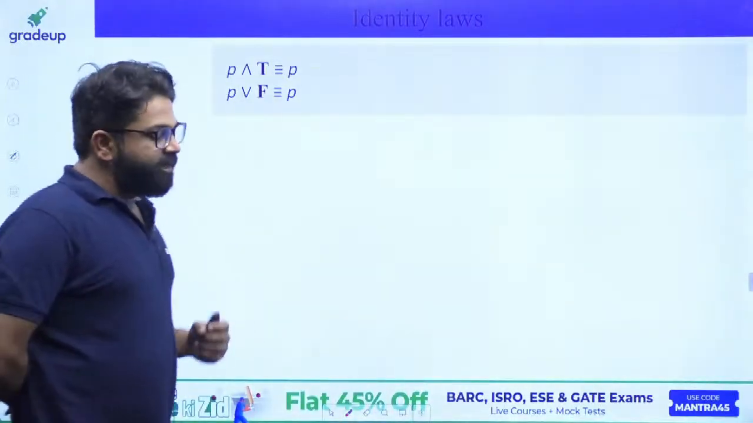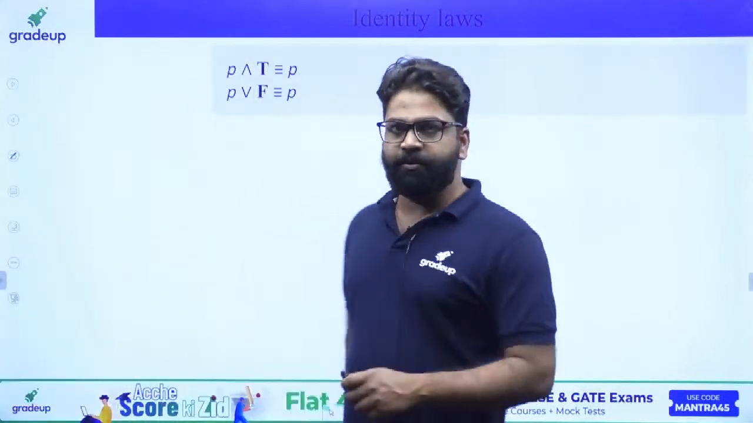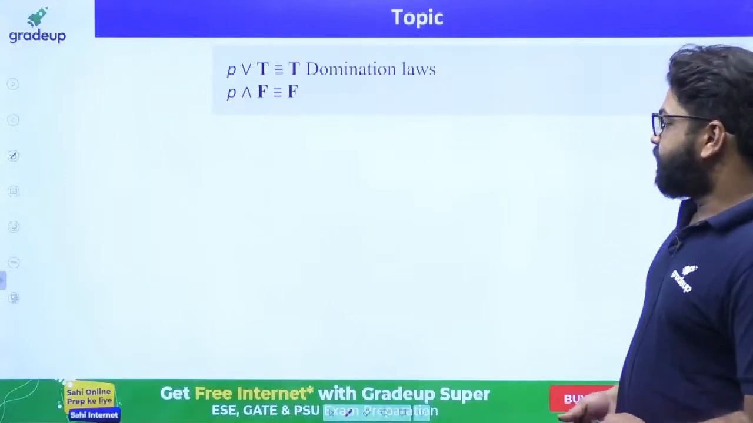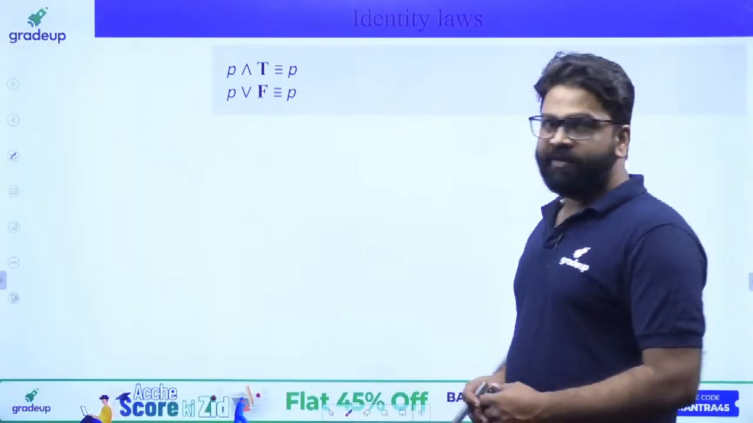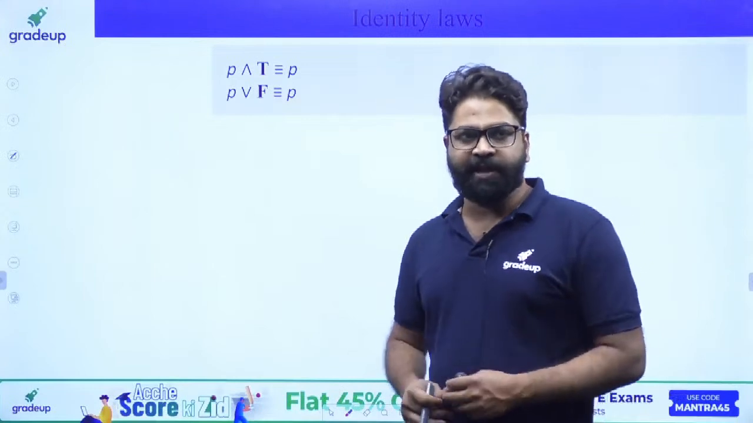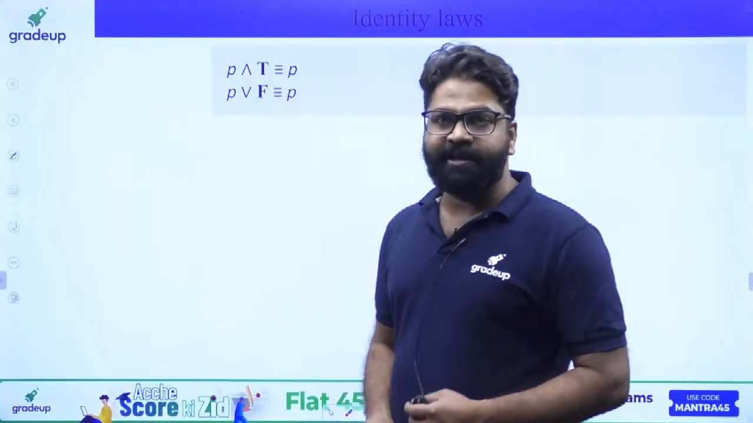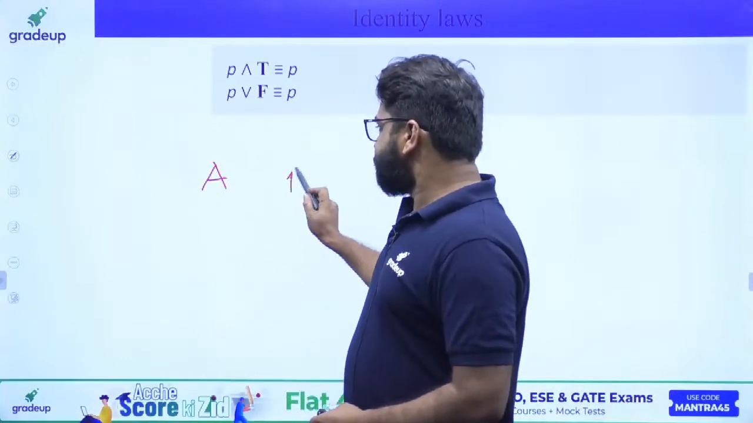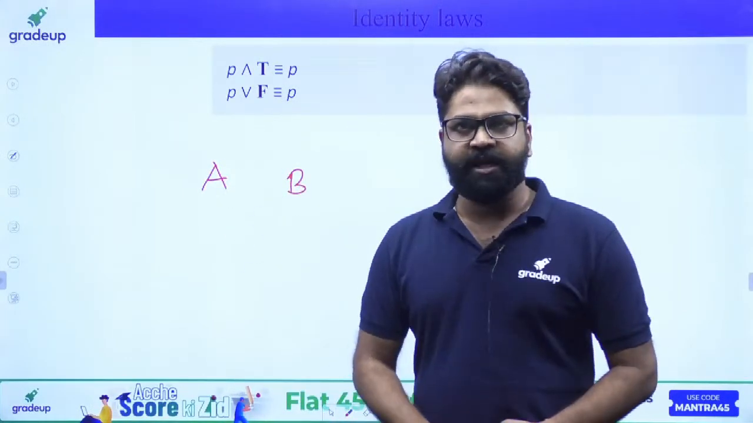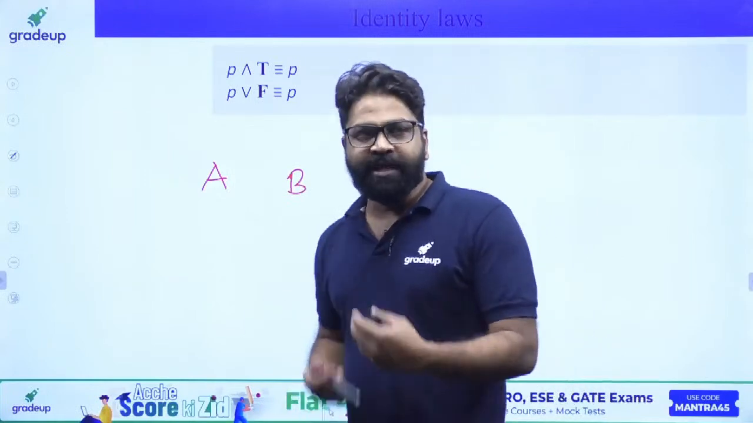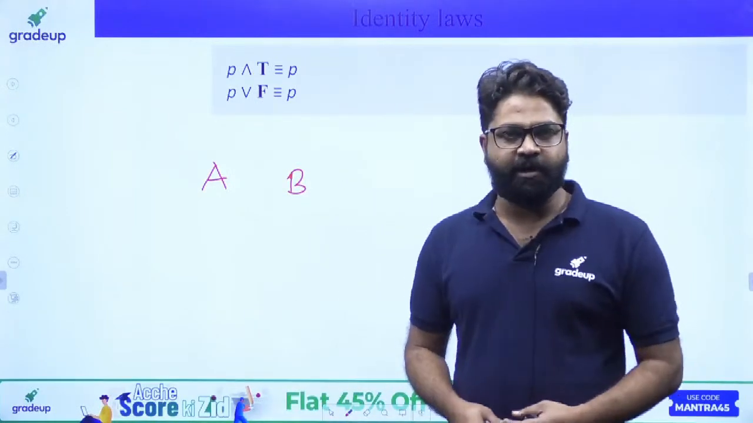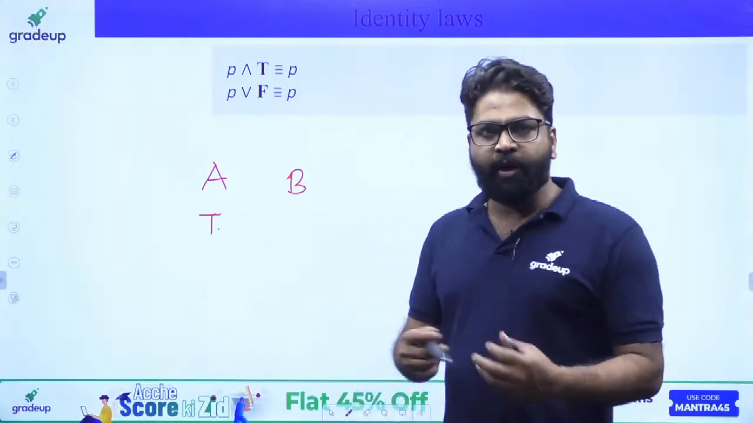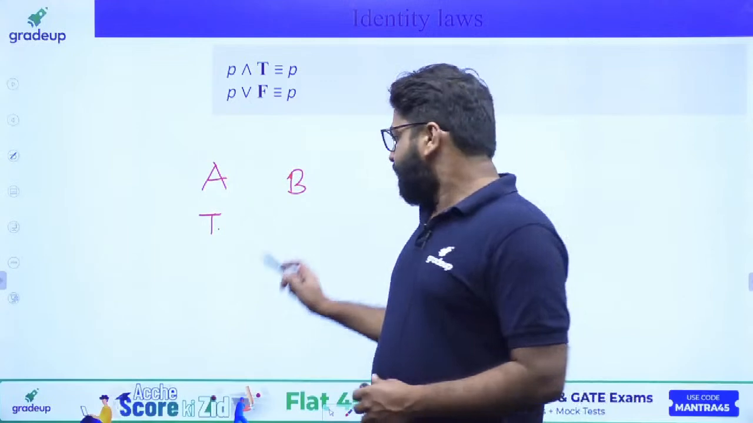Here we'll talk about the first rule that we have, and that is the identity laws. As I told you, there are certain laws in this, and we should understand how they work. You should have two expressions. Suppose I have expression A and expression B. How can we understand whether A and B are logically equivalent? Take this statement as true and check whether B is going to be true or not.